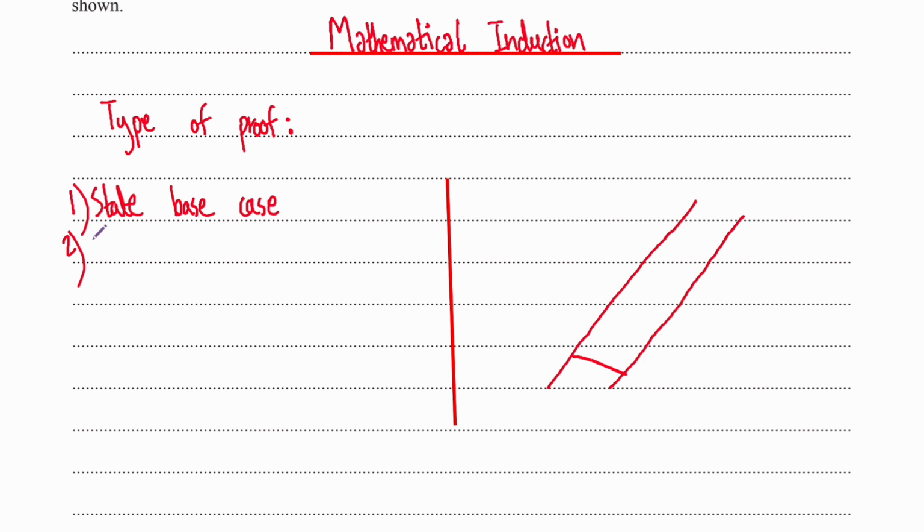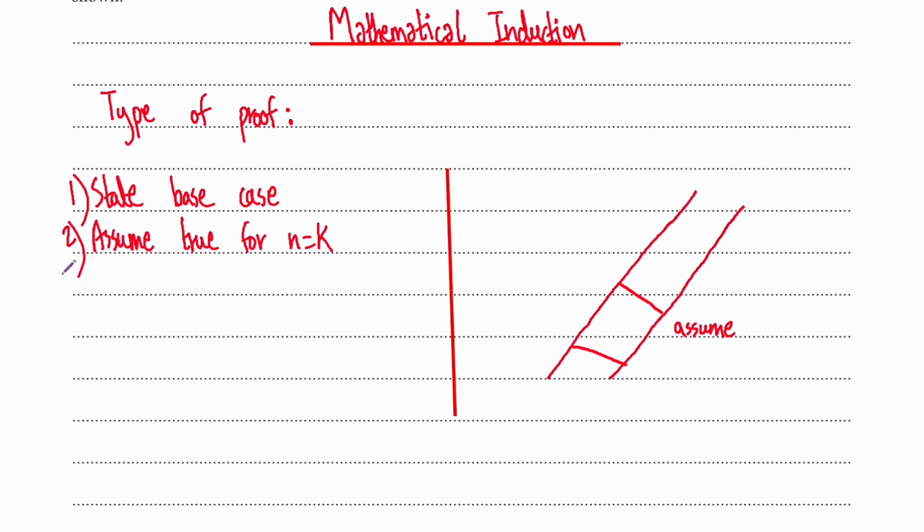Number two, assume that the statement is true. Assume true for n equals k. What this is saying is to assume that there exists some random step on this ladder. Let's assume that exists, okay? So we're assuming that we can get on that step somehow.